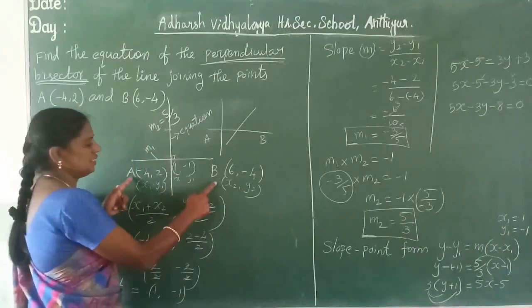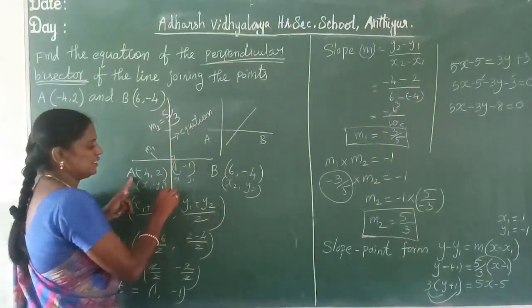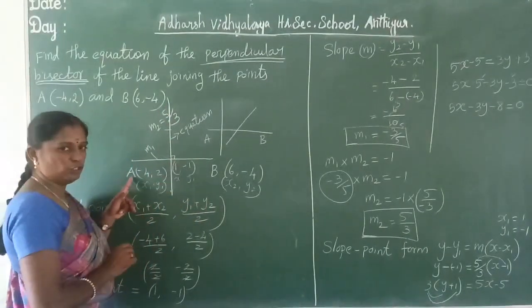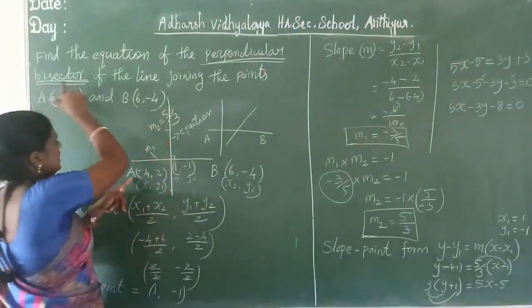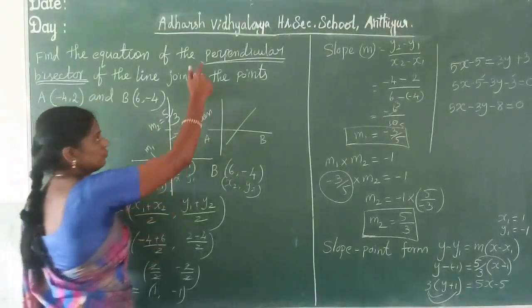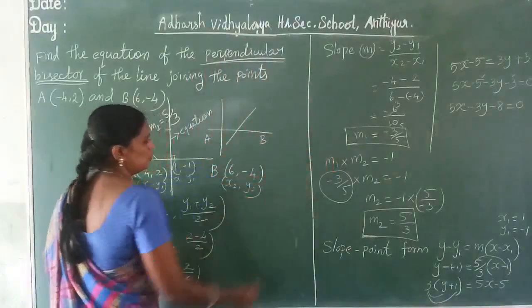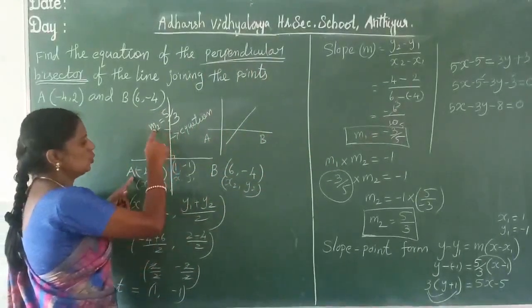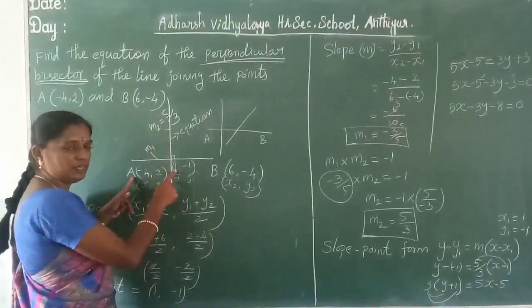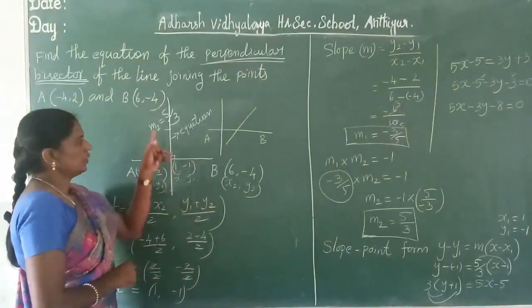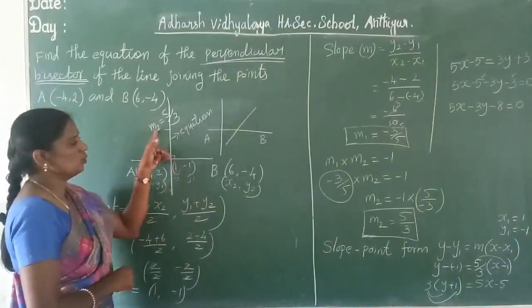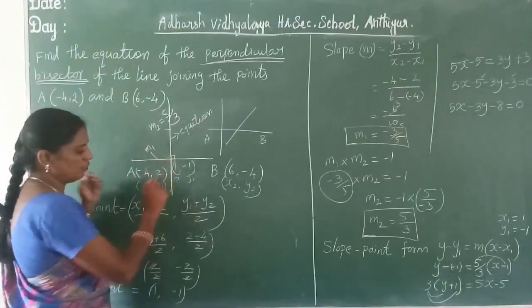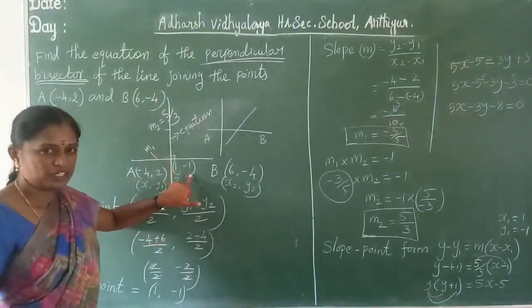So here 2 points are given and we want the perpendicular bisector's line equation. Using the bisector condition we get the midpoint. Using the perpendicular condition m1 into m2 equal to minus 1 we get the slope. Bisector condition gives the point, perpendicular condition gives the slope, and at last using the slope-point formula we easily get the equation.